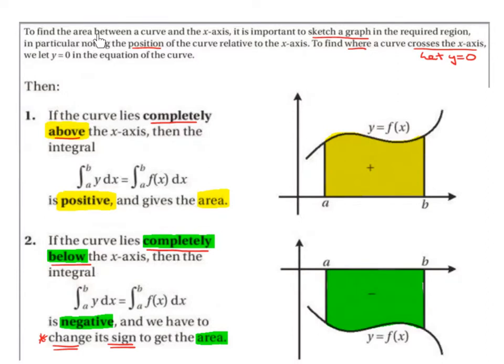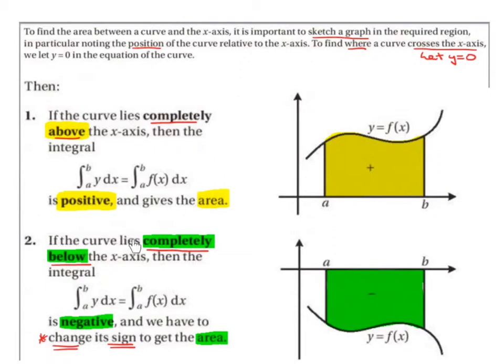To find the area between a curve and the x-axis, it is important to sketch a graph in the required region, in particular noting the position of the curve relative to the x-axis. To find where a curve crosses the x-axis, we let y equal 0 in the equation of the curve. Then, if the curve lies completely above the x-axis, the integral of y dx between the limits a and b, which is equal to the integral of f of x dx, is positive and gives the area. So if it's above the x-axis, it's positive.